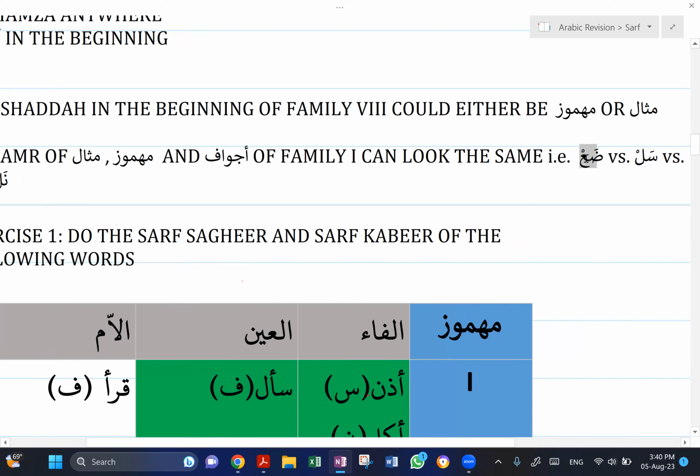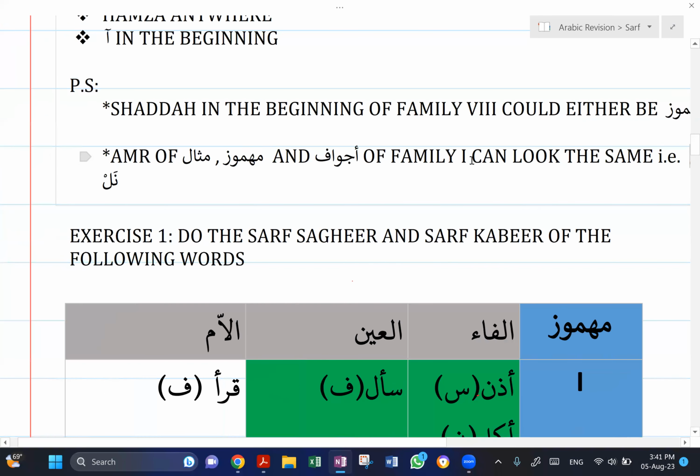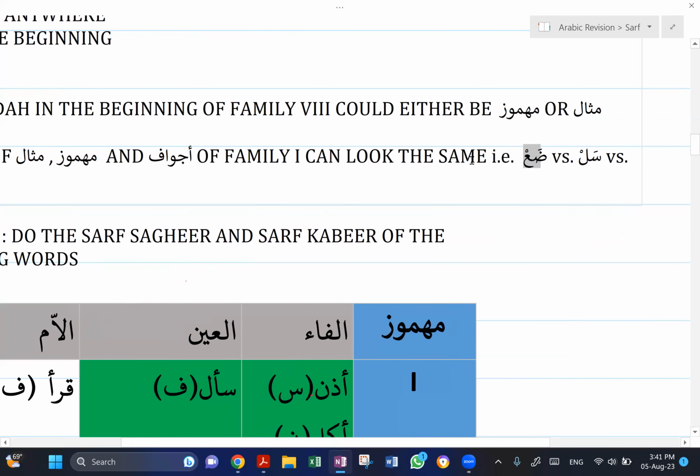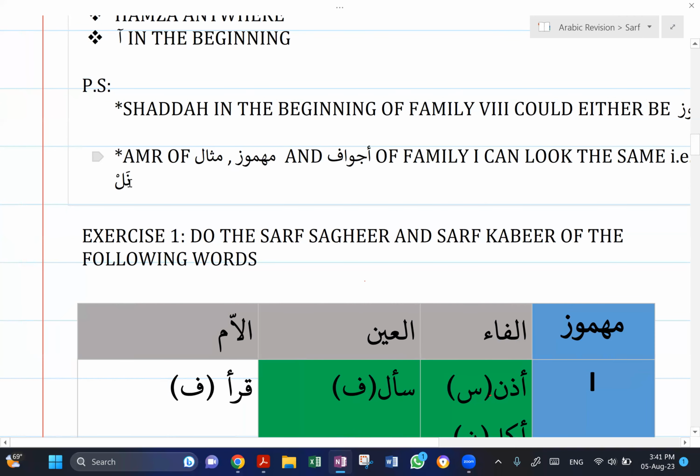We will look at Mithal next, inshallah, I think. Now this is the Amr from Wada'a yada'u, which is Mithal. And it looks the same, like Sal, Da', same container. And then you have Nal. This is actually Ajwaf. Nala, yanalu. Okay, so they can look the same and can be a bit confusing.